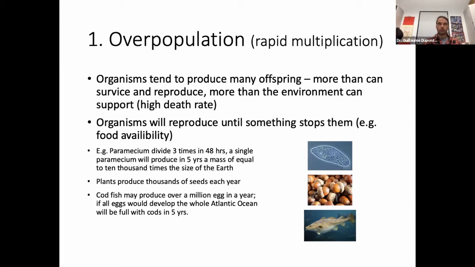So there are three examples. One is this organism Paramecium, which divides 3 times in 2 days. And so if that wouldn't be limited by some other mechanism or constraint, within 5 years the mass of Paramecium would equal 10,000 times the size of our planet. It's obviously not happening because there are factors limiting its population expansion.